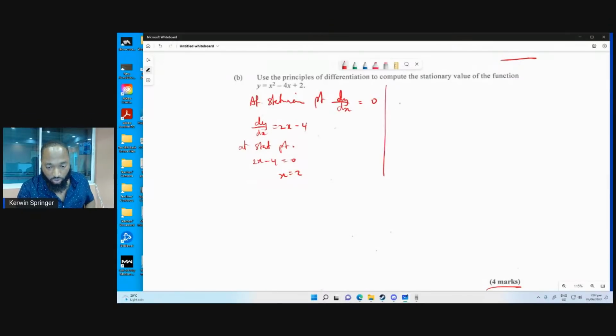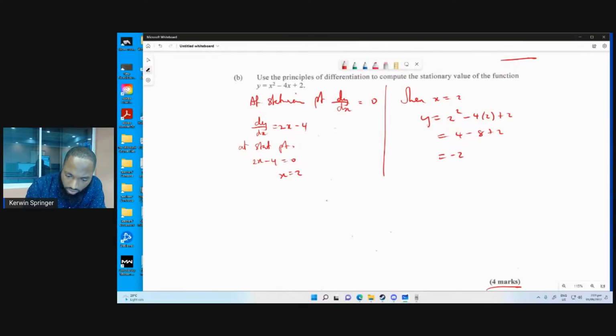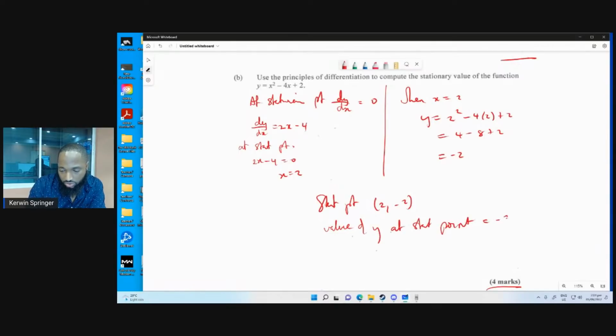When x is equal to 2, y is equal to 2 squared minus 4 by 2 plus 2, which is negative 2. So the stationary point is 2, negative 2. That is the stationary value. And they didn't really say coordinates, so I just write that in case they're trying to be technical.